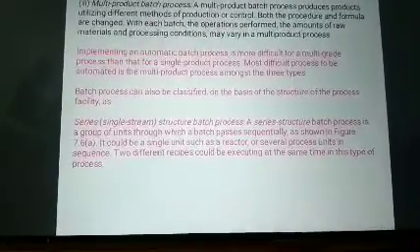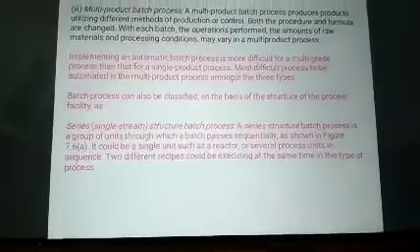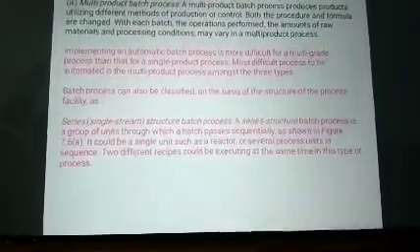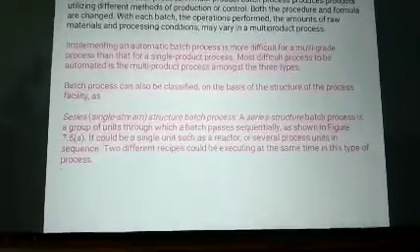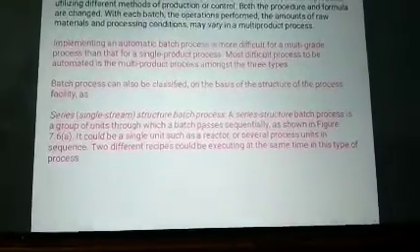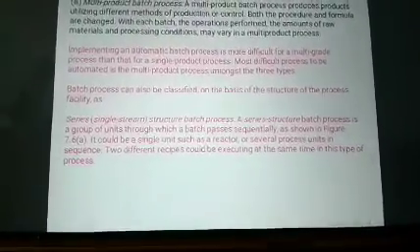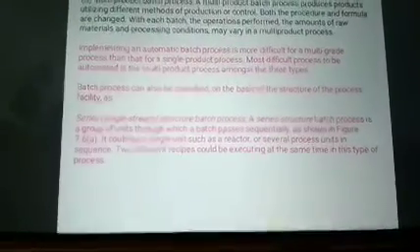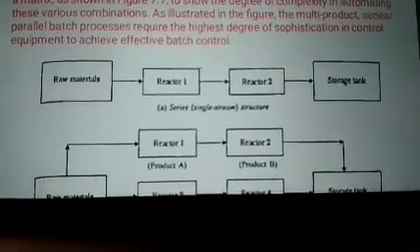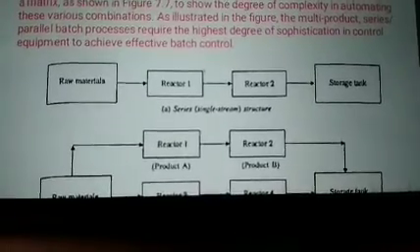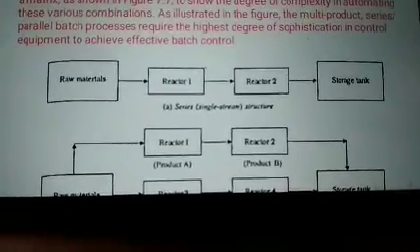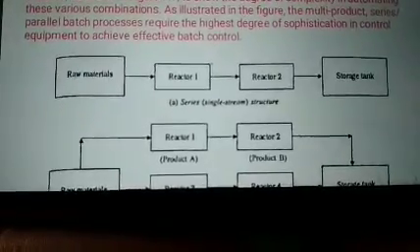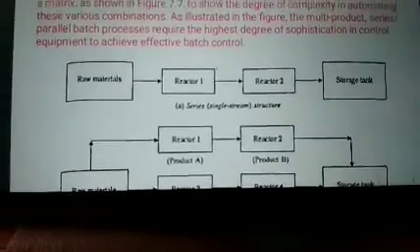Now, batch processes can also be classified on the basis of the structure of the process facility. First is the series structure or the single stream structure, in which a group of units through which a batch passes sequentially. This is a figure of the series single stream structure in which both the reactors are working along with the raw materials, but they're working in a single line.